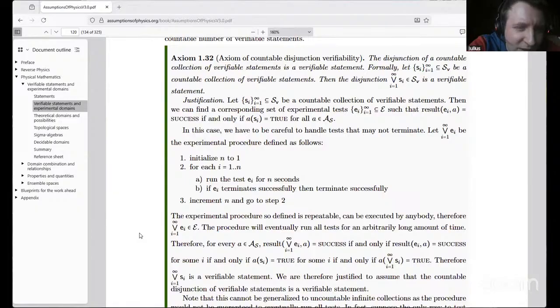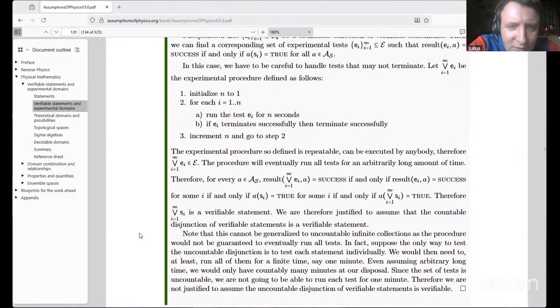First, initialize n to 1. Second, for each i from 1 to n, run the test E_i for n seconds. If E_i terminates successfully, then terminate successfully. Third, increment n and go to step 2. The experimental procedure so defined is repeatable and can be executed by anybody. Therefore, the infinite disjunction is a part of experimental space.